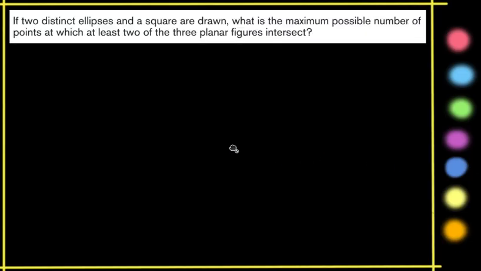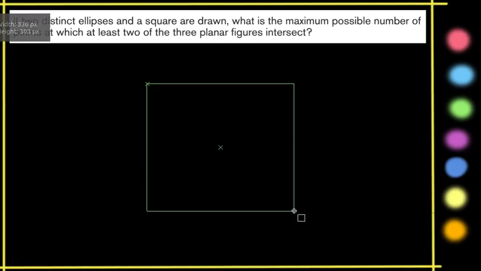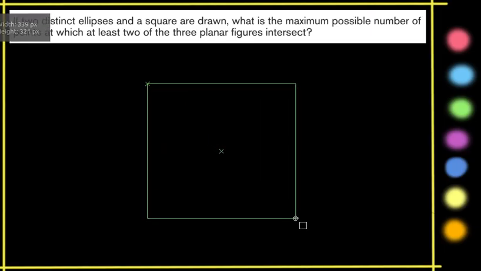This one is interesting. This one says if 2 distinct ellipses and a square are drawn, what is the maximum possible number of points at which at least 2 of the 3 planar figures intersect? Okay, I'm going to start with a square because that can be fixed and then we can move the ellipses around it. I mean, there's only one. Every square is similar to every other square.